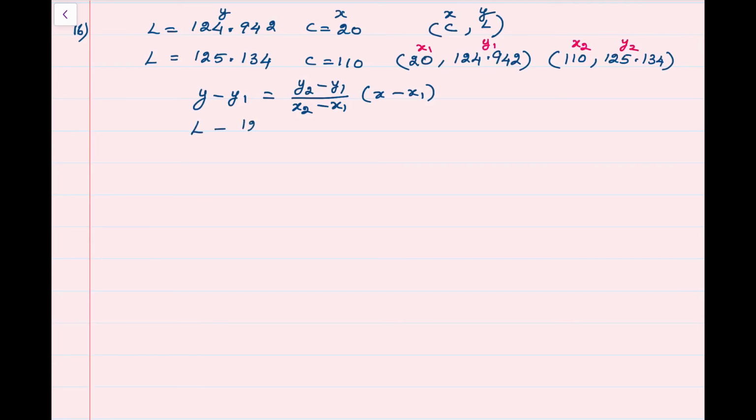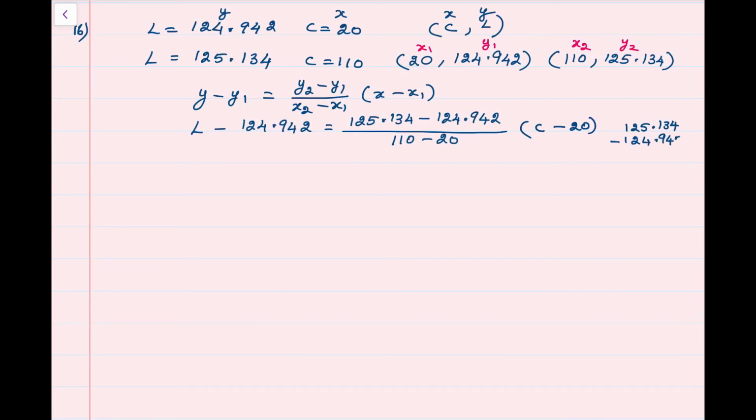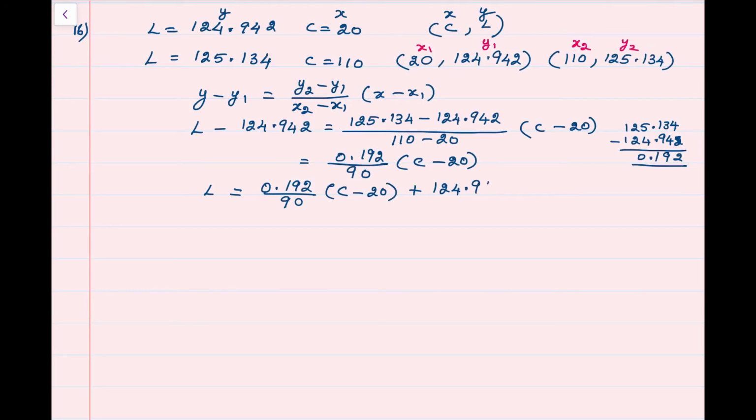L minus 124.942 equal to 125.134 minus 124.942 divided by 110 minus 20 times C minus 20. Let us do the subtraction. 125.134 minus 124.942 is 0.192 over 90 times C minus 20. We will express L as a function of C. The 124.942 becomes plus 124.942.